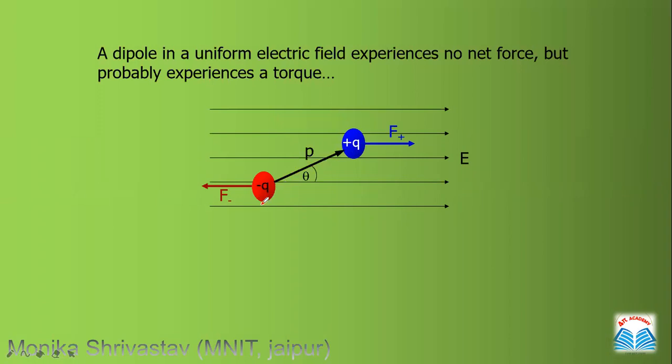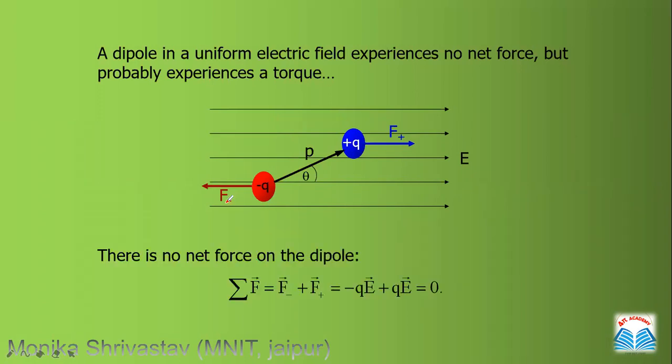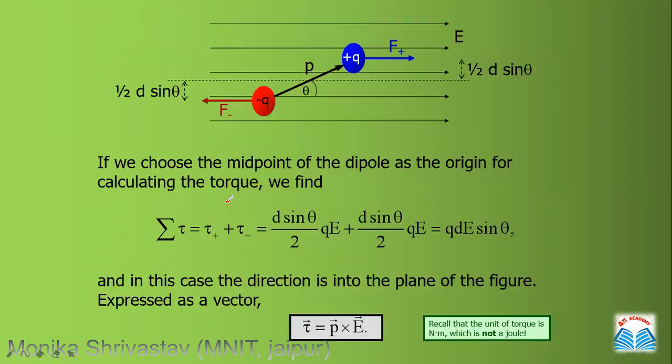We can say that if this is 5 coulomb, then this plus q is also 5 coulomb. So plus 5 coulomb and minus 5 coulomb will have forces of the same magnitude and opposite directions, so they will cancel out each other. So we will get no net force for an electric dipole. Obviously, F will be equal to F plus F minus, which equals 0.